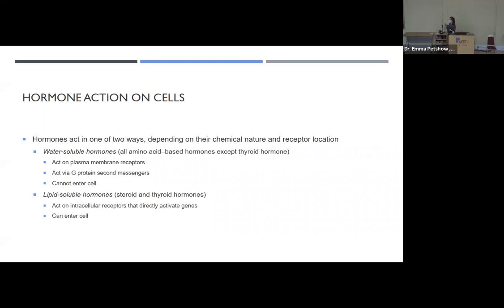So main two separations, water-soluble versus lipid-soluble hormones. Again, different way of saying what we've already talked about, presenting the same information in a different way. Water-soluble hormones would include all amino acid-based hormones except for the thyroid hormone. They're going to act on receptors located externally on your plasma membrane, activate a G protein or some type of second messenger system, and cannot enter the cell directly, versus lipid hormones can. They can pass directly through, and they act on intracellular receptors that then are going to have a direct effect on gene function.